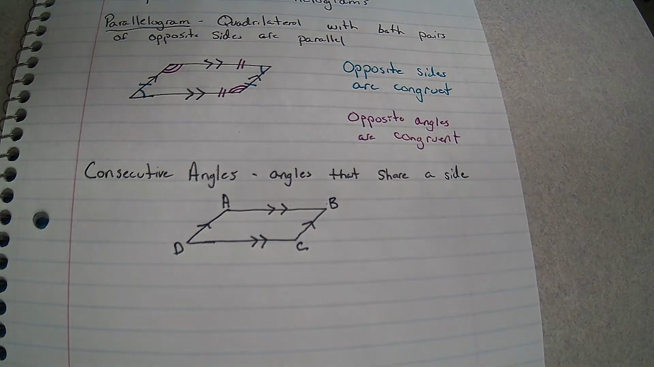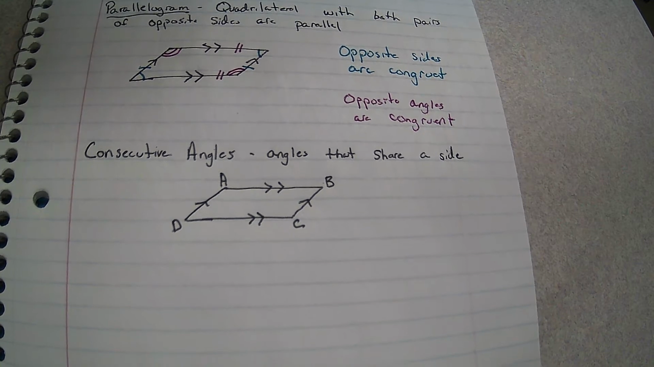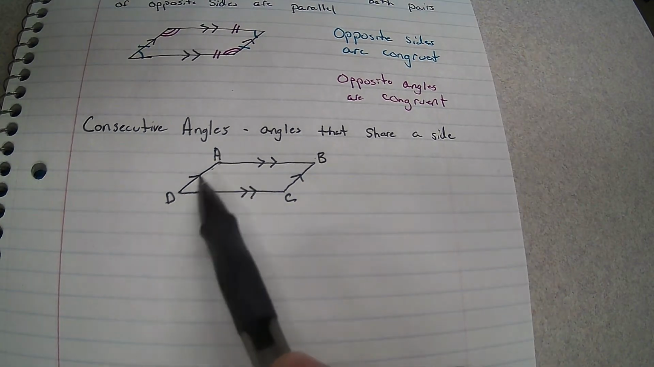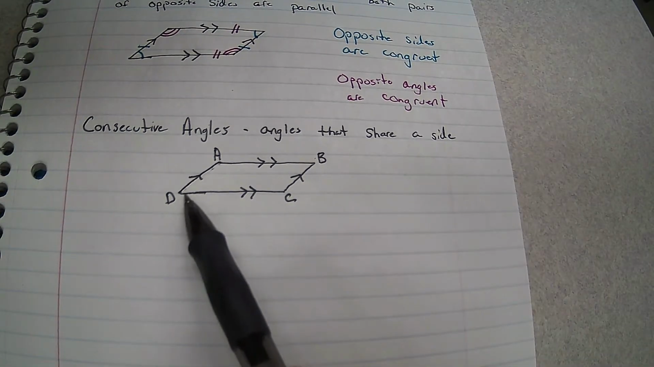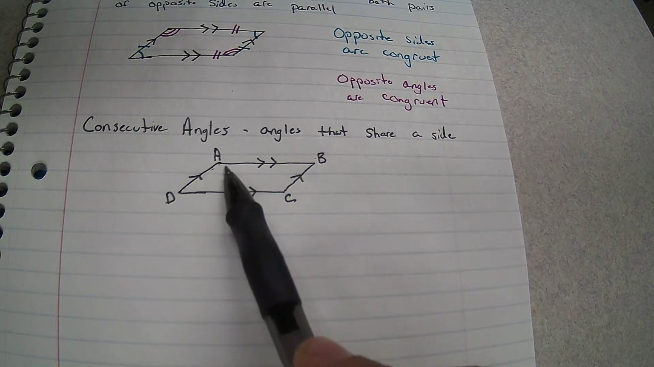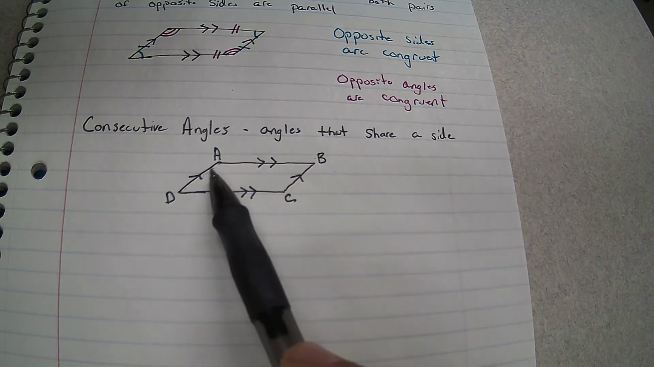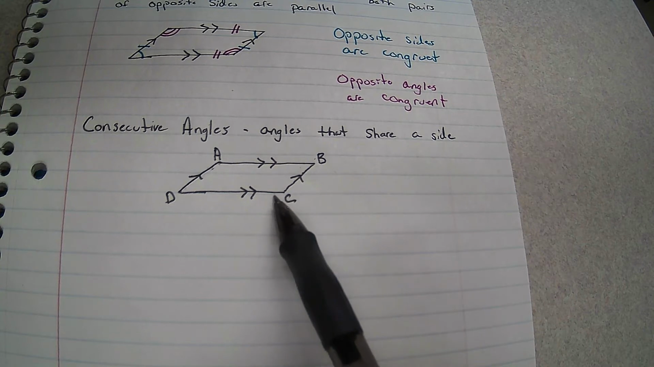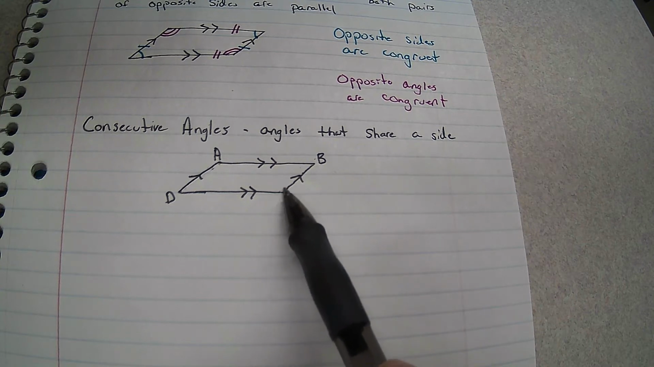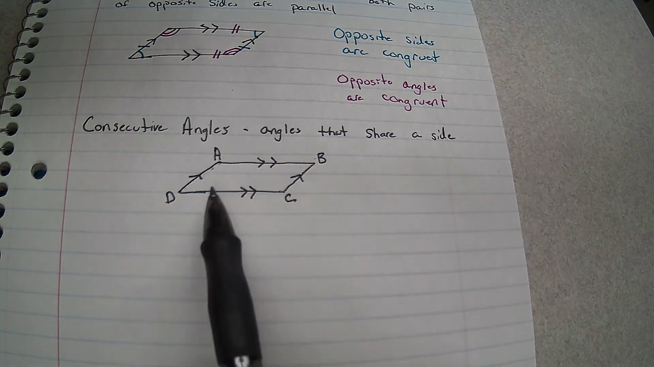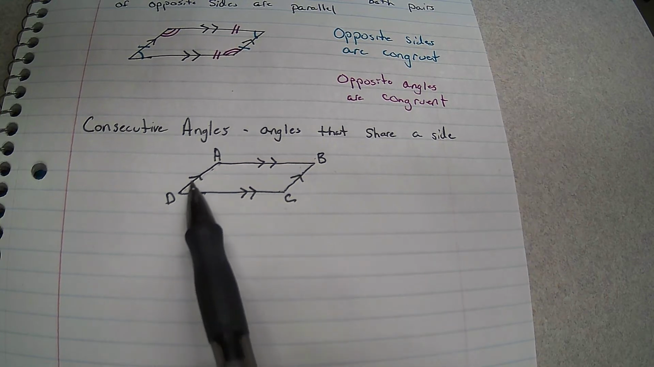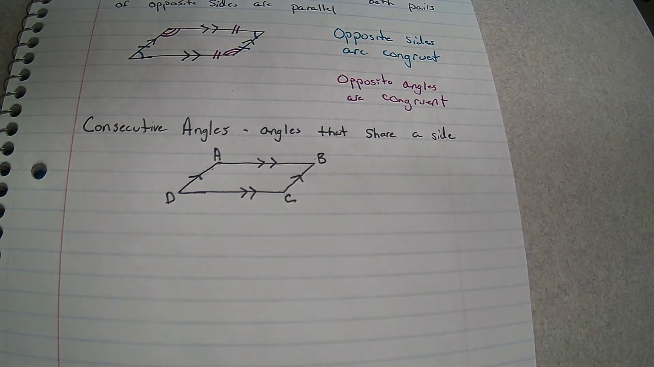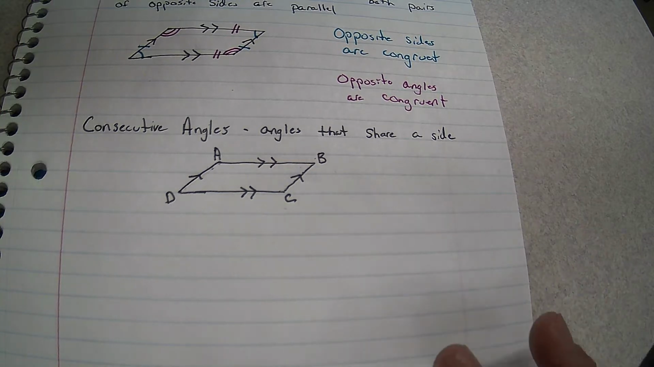Now, consecutive angles are those angles that share a side. A and D share a side, this angle right here and this angle right here. A and B share a side, so A and B could be consecutive. B and C share a side, so this angle right here and this angle right here can be consecutive. And then C and D share a side, so this angle and this angle are consecutive. So there are actually 4 sets of consecutive angles in a parallelogram.